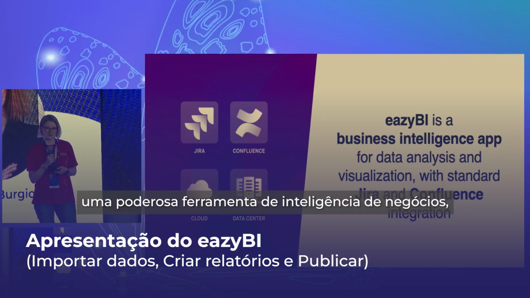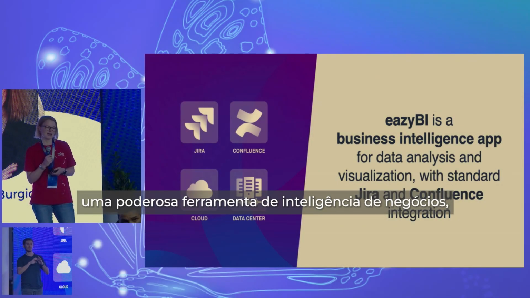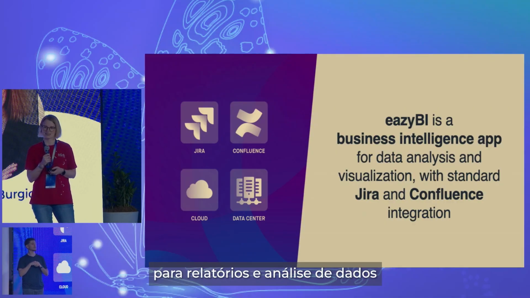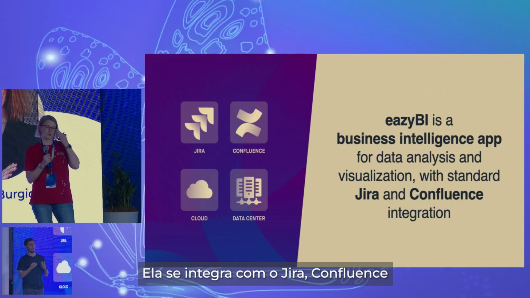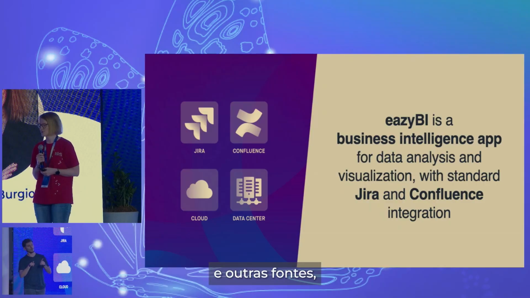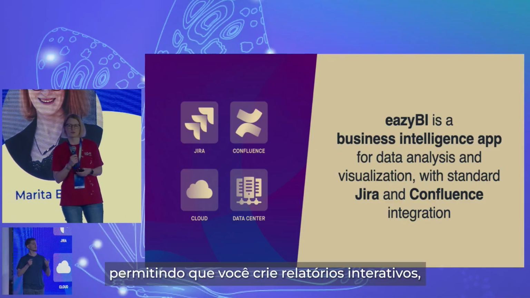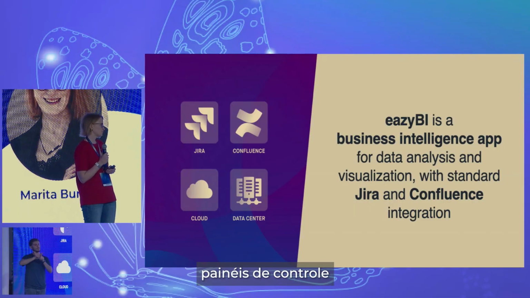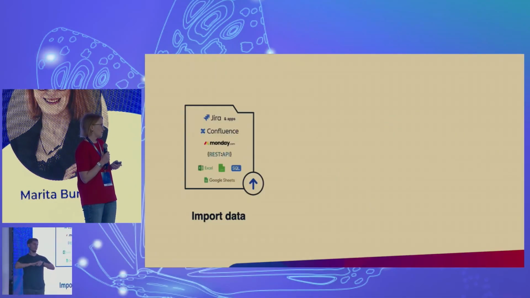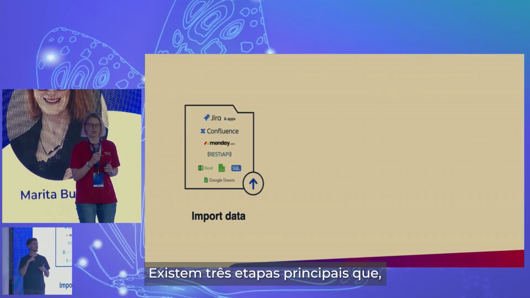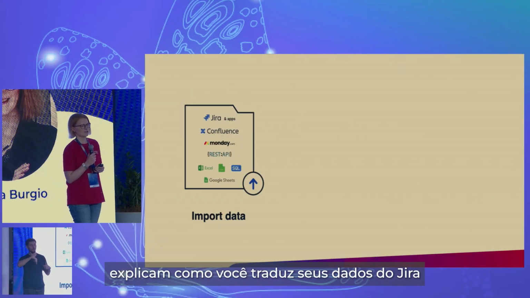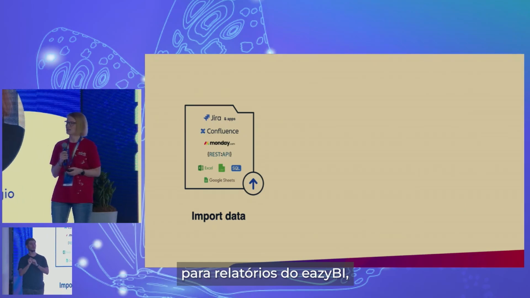EazyBI is a powerful business intelligence tool within the Atlassian ecosystem for reporting and data analysis. It integrates with Jira, Confluence, and other sources, allowing you to create interactive reports and dashboards. There are 3 main steps that explain how you translate your Jira data into meaningful EazyBI reports.